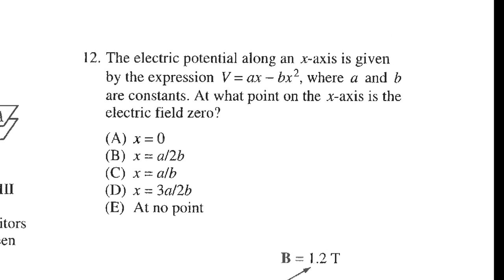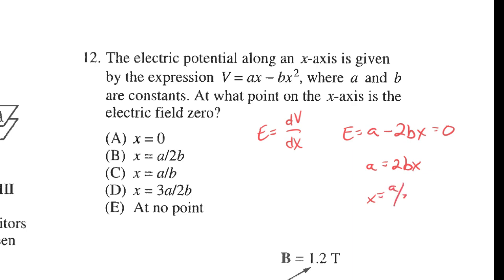The electric potential along an x-axis is given by the expression V equals Ax minus Bx squared, where A and B are constants. At what point on the x-axis is the electric field 0? So the electric field is dV/dx. So I need to take the derivative first. When I take the derivative with respect to x, I will get the electric field equals A minus 2Bx. And I want to find out when that's 0. So A equals 2Bx, so that location should be A over 2B. I think that's the answer.